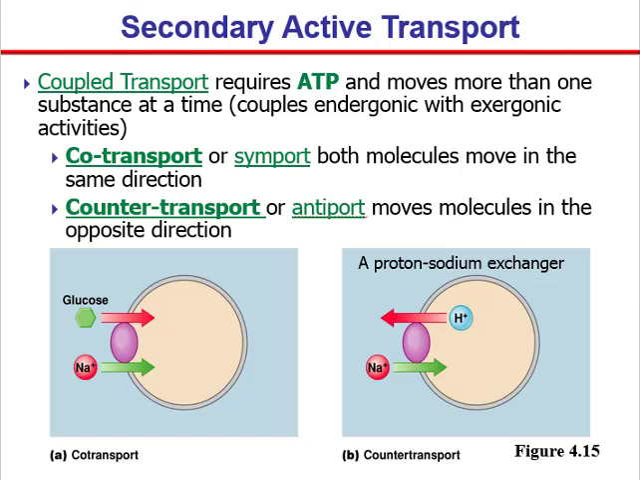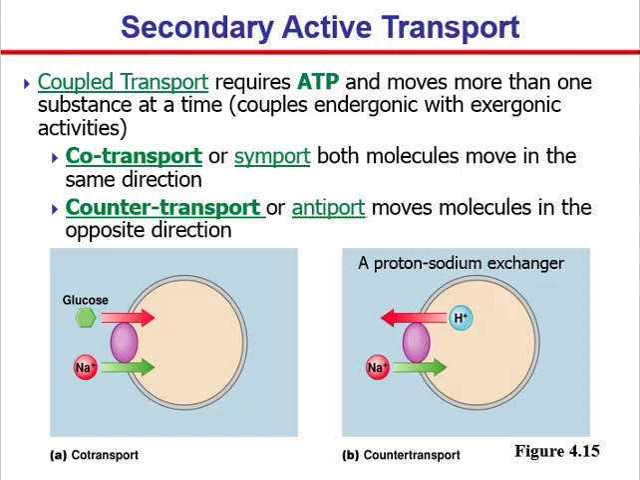Here in panel A, glucose and sodium are both being moved together. The downhill tendency for sodium to want to be inside the cell provides that slingshot of energy to bring glucose along with it. Again, the protein would have to be able to bind and associate with both molecules in order for this to happen.